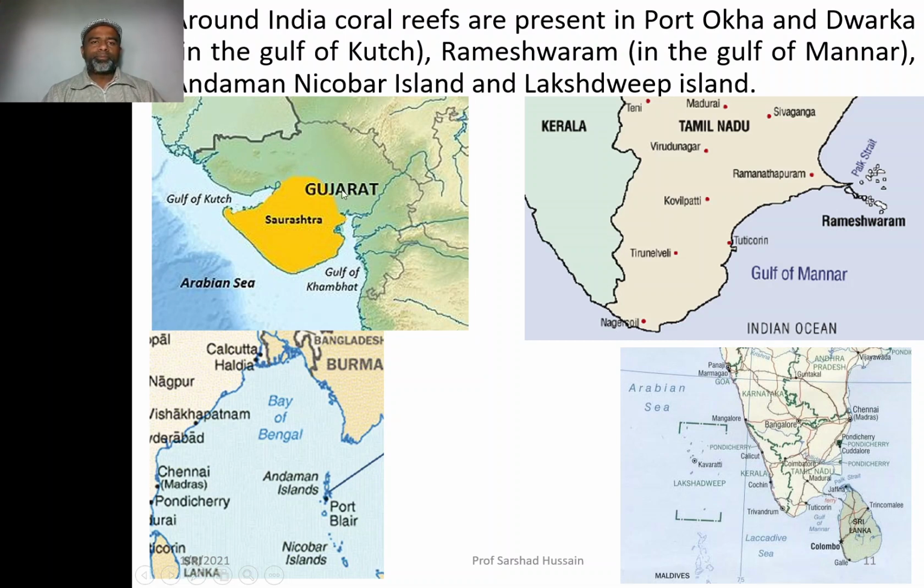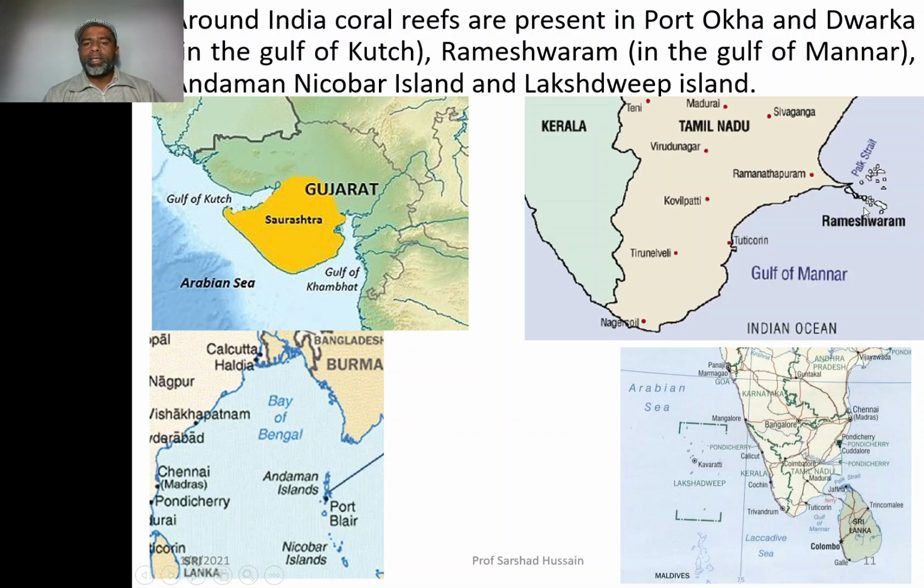Around India, coral reefs are present at Port Okha and Dwarka. Where are they located? They are located in the Gulf of Kutch here. Then Rameshwaram is again an island. They are again the port of Rameshwaram. They are again made up of coral reefs.